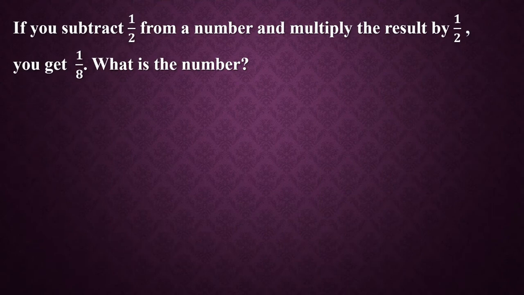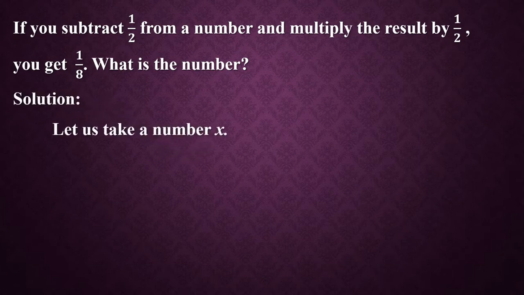If you subtract 1 by 2 from a number and multiply the result by 1 by 2, you get 1 by 8. What is the number? Here we have to find the number, but we don't know that number. So we have to take x. Let us take the number to be x.